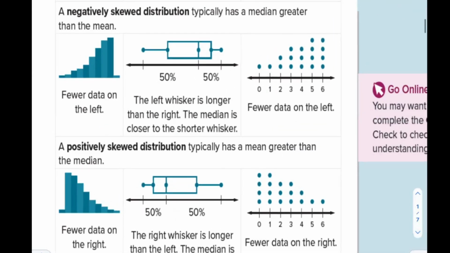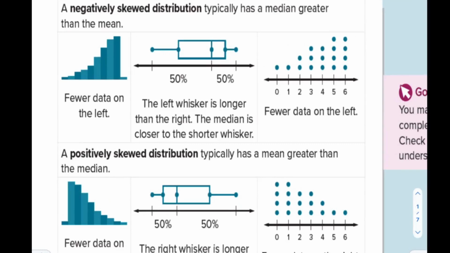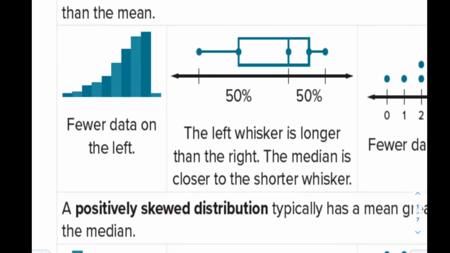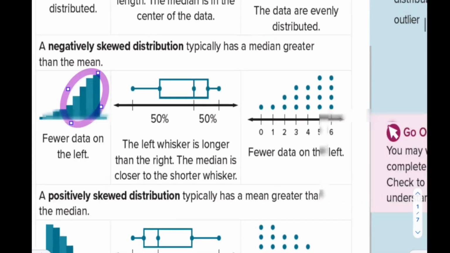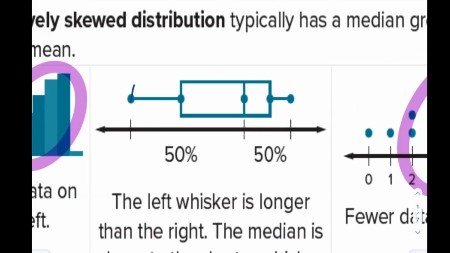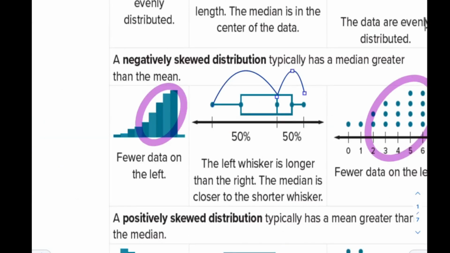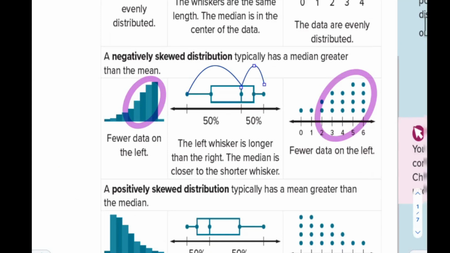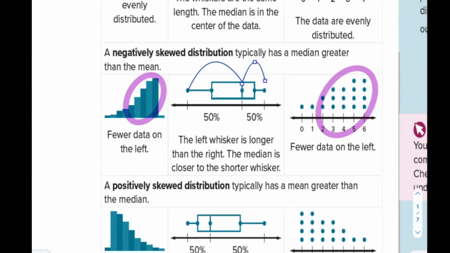This is another way of distribution, which is called negatively skewed distribution. And we can see that fewer data are on the left. The data are almost concentrated at the right. A similar distribution will look like this in the dot plot. But in the whisker, you can see that the length of this whisker is more than that one. So the left side is the longer side, and that is called negatively skewed distribution.